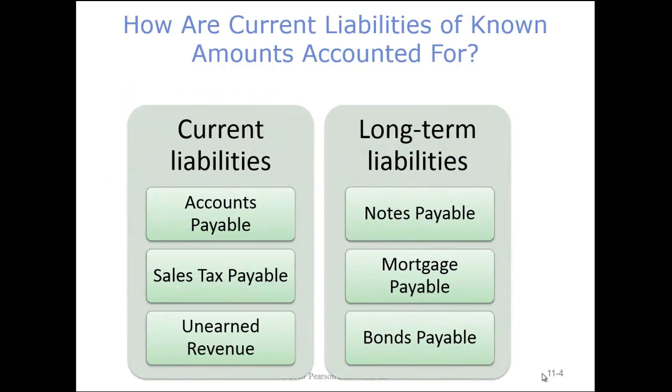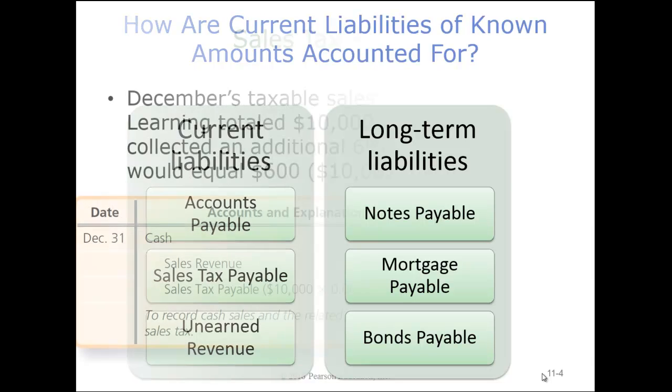Here's some examples of current liabilities. We have our accounts payable, which are informal. Sales tax payable, we'll talk about that in a second. Unearned revenue, you should be familiar with that from previous lectures and videos that we've done. And long-term liabilities would include things such as a notes payable, which is more formal than an accounts payable, a mortgage payable, and bonds payable.